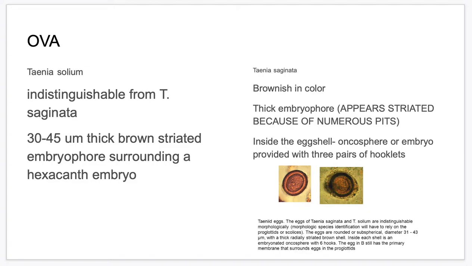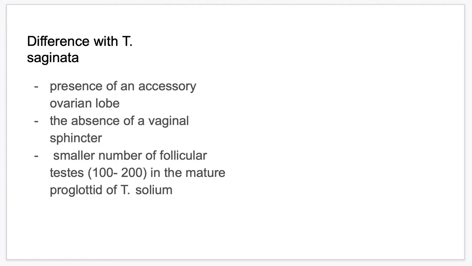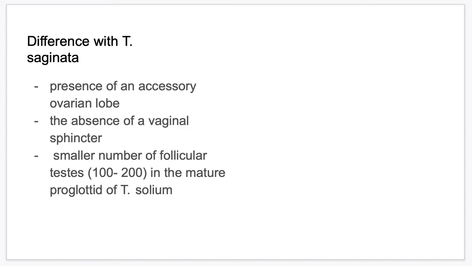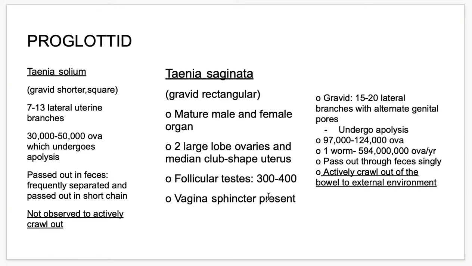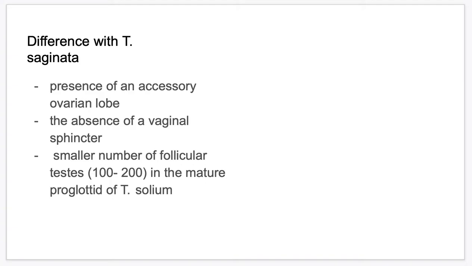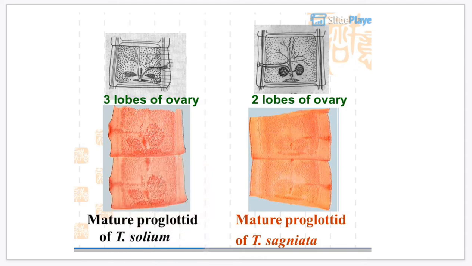For the ova, the eggs of Taenia solium and saginata are indistinguishable from each other. So what is the difference between T. solium and saginata? In T. solium, there is the presence of an accessory ovarian lobe. Your solium has 3 lobes of ovary, while your saginata has 2 lobes of ovary. In solium, there is an absence of the vaginal sphincter, which is present in your saginata. And in solium, there is a smaller number of follicular testes, around 100 to 200 in a mature proglottid of your T. solium.